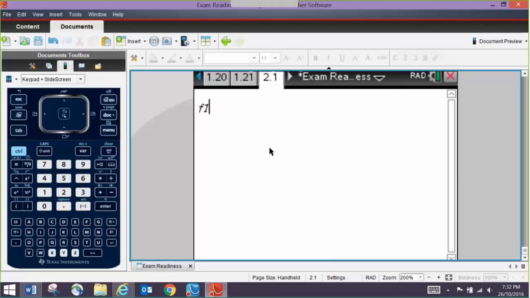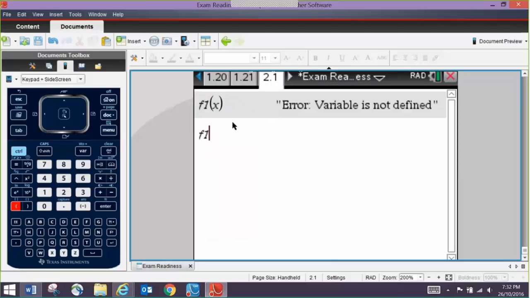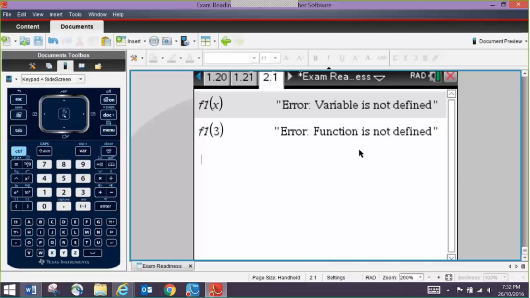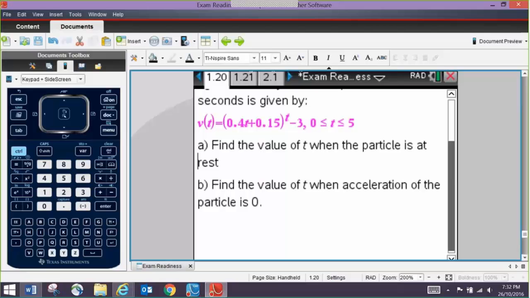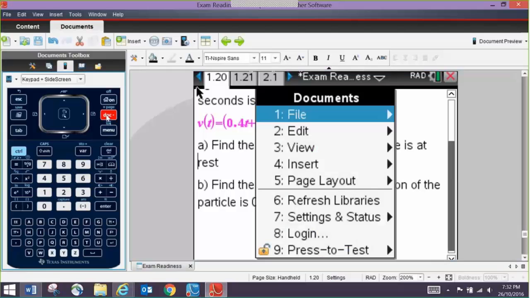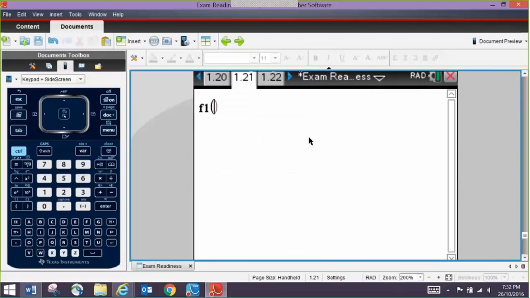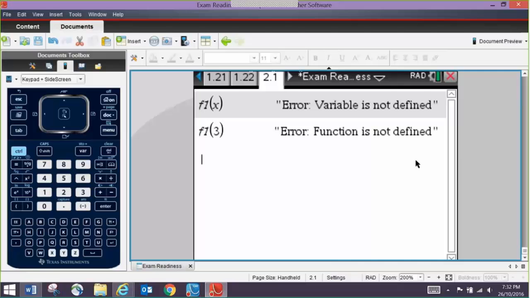If I type in f1 of 3, nothing is going to happen because it's saying there's no function defined in this one. Whereas if I'd gone back over to one of these and inserted a new page within this problem and done f1 of 3, I'm going to get a value because that function is defined within problem 1, but within problem 2, I've now got a fresh start.